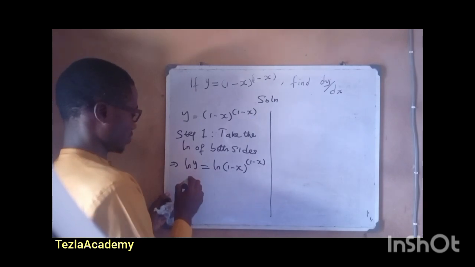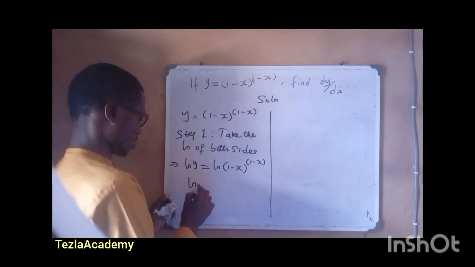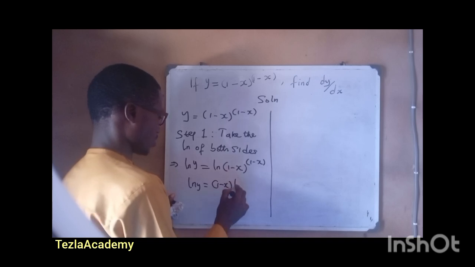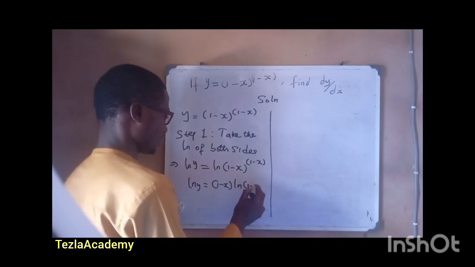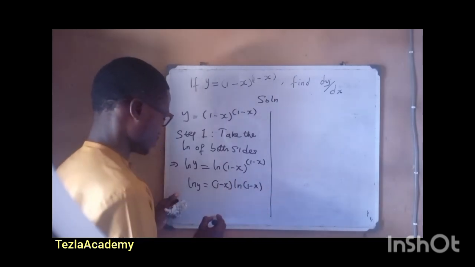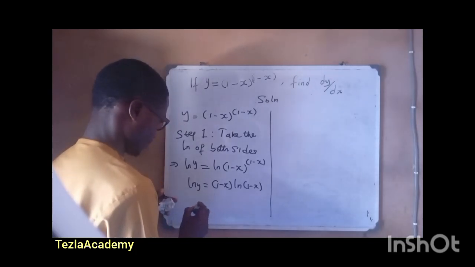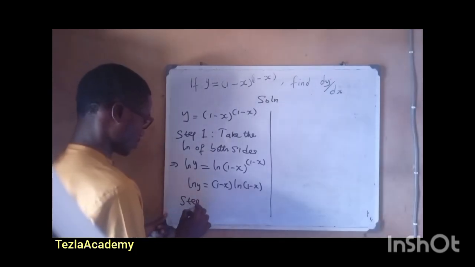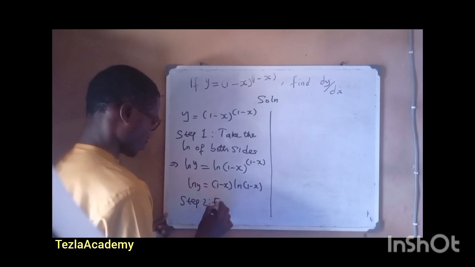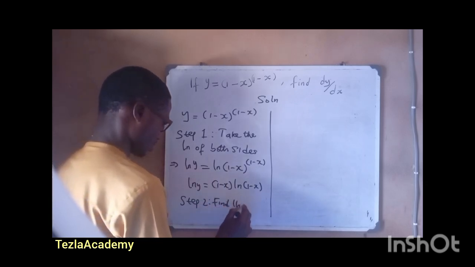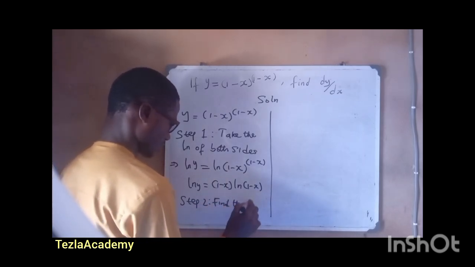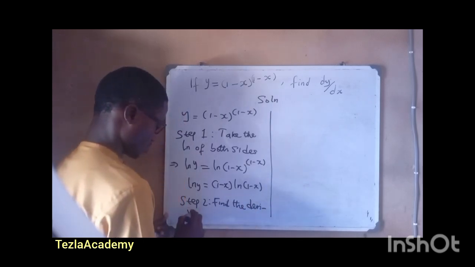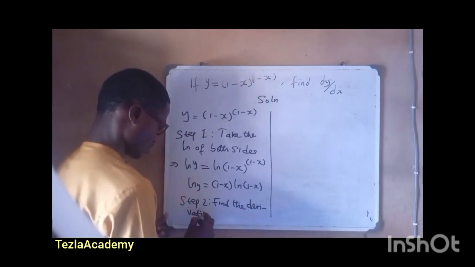Then the y side we did also. Okay. So we have ln y equals (1 minus x) ln(1 minus x). This is the law of logarithms: the power goes to the front of the ln. So we go to step 2 rather. We find the derivative, or the differential, of both sides.